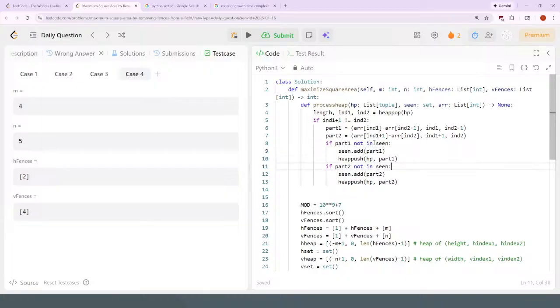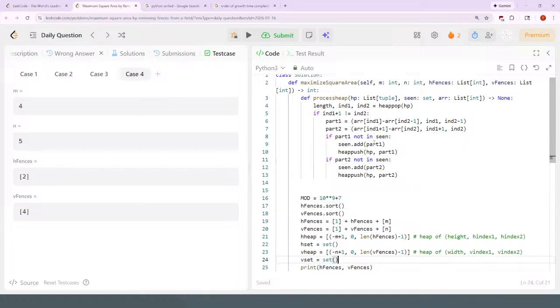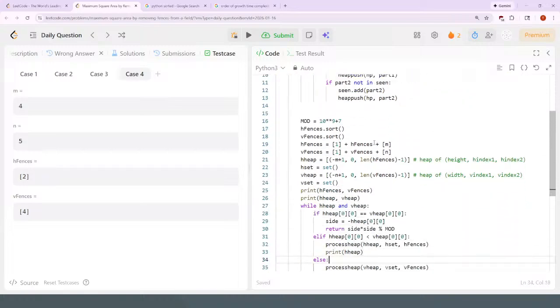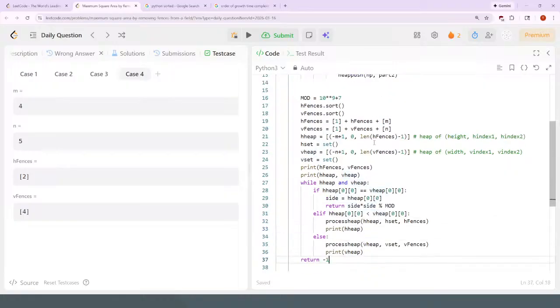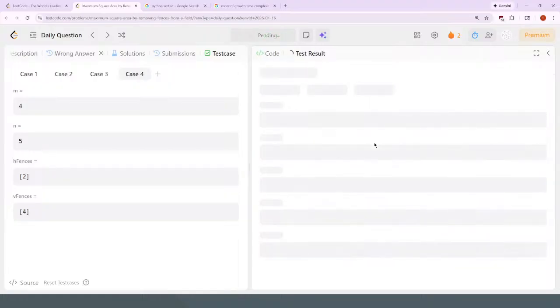I think that's fine. I think that is fine. I guess I don't actually, since I'm multiplying a negative times a negative, it's going to be positive, so that's going to be fine. Okay, let's see if that works.